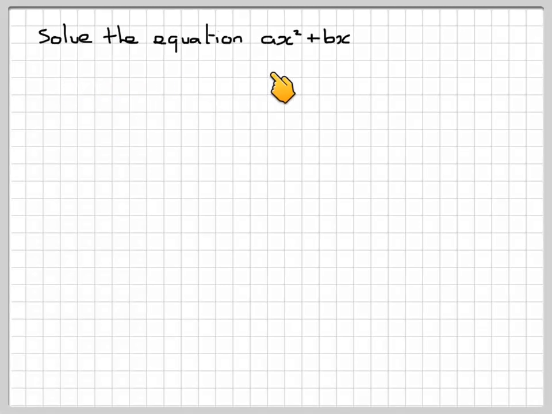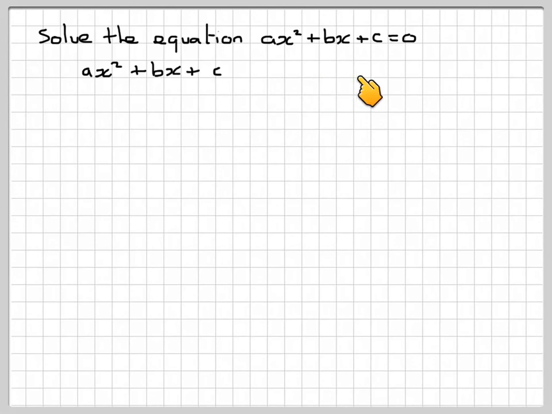Solve the equation ax squared plus bx plus c is equal to 0. This you might recognise as the standard form of a quadratic equation. So we've got ax squared plus bx plus c is equal to 0. What we're going to do is attempt to complete the square.